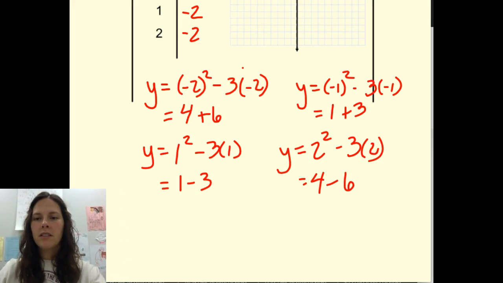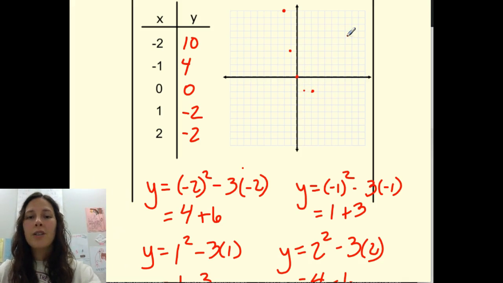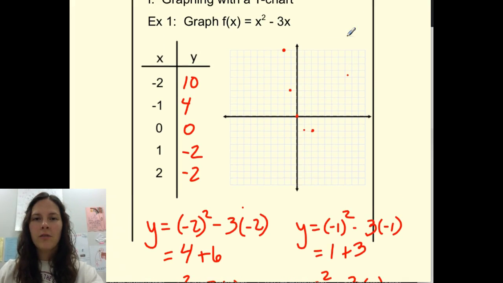Graphing these points, we had -2, 10, -1, 4, 0, 0, 1, -2, and 2, -2. Now, if we didn't know what this function looked like on a graph, it might be kind of challenging to figure out based on the points that we picked. However, hopefully you recognize that this is a quadratic function, so we will have a parabola, and we can tell that the vertex ended up between 1 and 2.